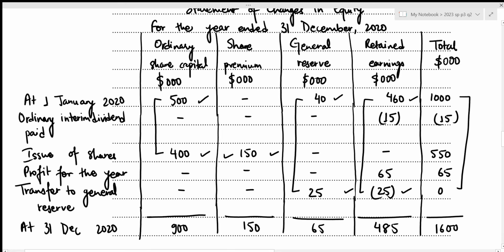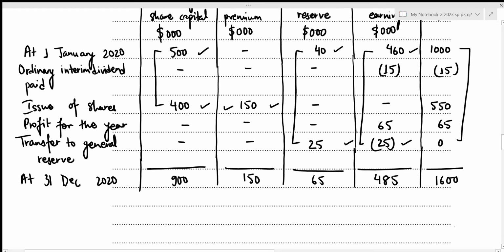Okay, now in order to check whether our statement of changes in equity calculation is correct or not, we can just add these four amounts in order to see if our total is 1600 from this side as well. And in this case, we can clearly see that 900 plus 150 plus 65 plus 485 results in 1600. So we can conclude that our statement of changes in equity is correct. Now we can move towards the next part.